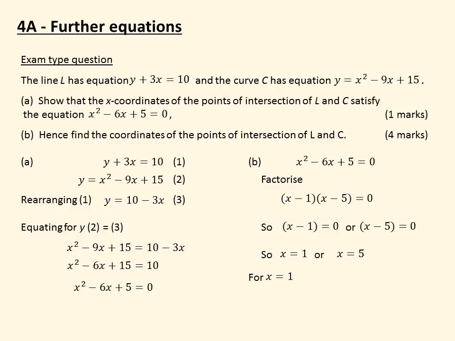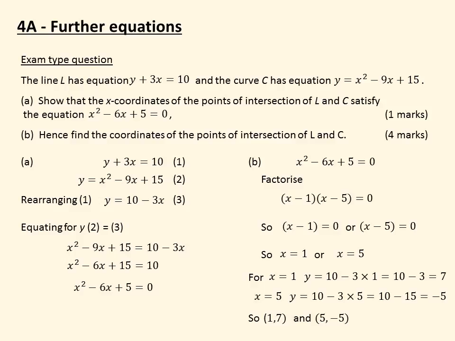To find the coordinates, we can put the value x equals 1 into expression 3. We use this one because it's the easiest to find y, and we can get the value 7. When we put the value x equals 5 into the expression, we get the value y equals minus 5. So the coordinates of the points of intersection are (1, 7) and (5, minus 5). We finish with the key points from this section.